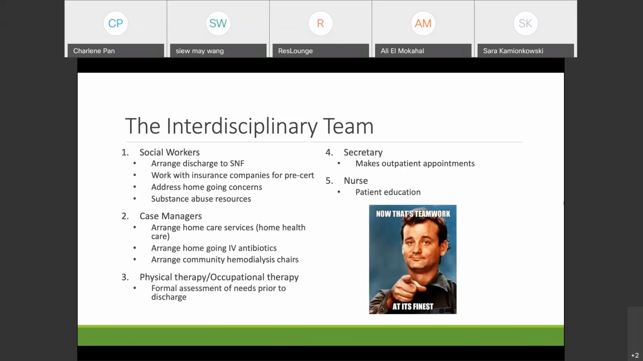And then there's a secretary. They make the appointments for you. And then there's a nurse who does patient education. So that's the team. And every day, the senior and the attending do interdisciplinary rounds with this team to kind of go through the patients and what the plan is. Okay.